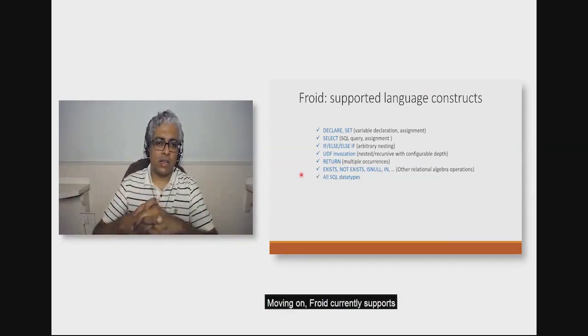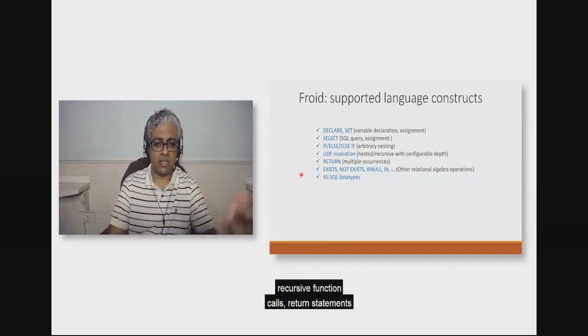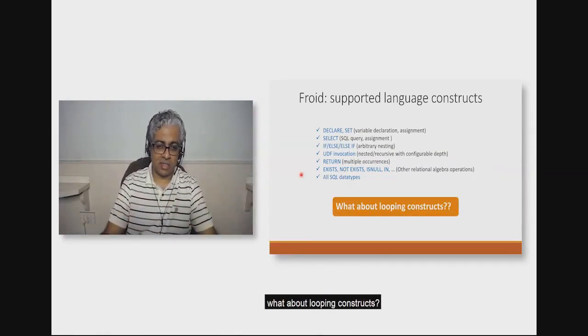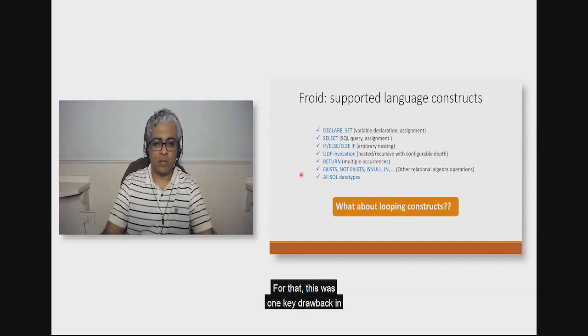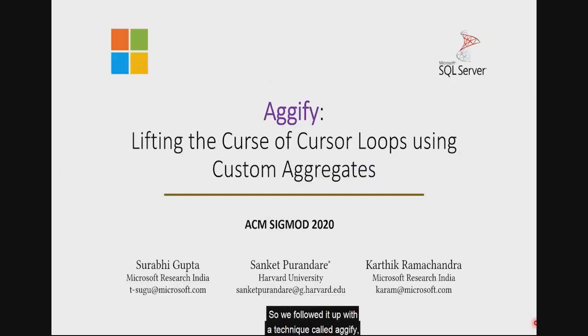So moving on, Froid currently supports a bunch of these operations, which is basically variable assignments, queries, if-else conditional logic, nested function calls, recursive function calls, return statements, and various SQL data types, etc. Whereas again, let's come back to this question that I had mentioned earlier. What about looping constructs? For that, this was one key drawback in the first Froid paper, and so we followed it up with a technique called Aggify, which I will talk about next. This appeared as a paper in SIGMOD earlier this year.